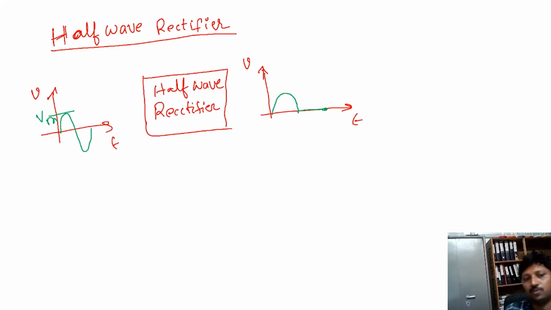This is the output of this rectifier. We are interested in finding the average value of this signal. What happened here? The negative cycle disappears. This is a positive cycle and a negative cycle. The positive cycle stays as it is, and the negative cycle will disappear.